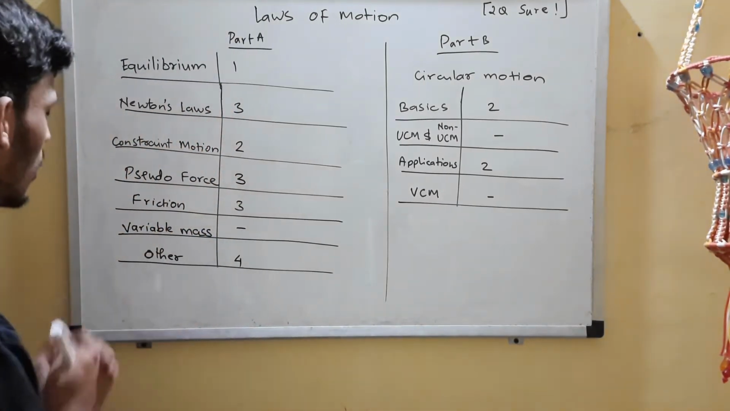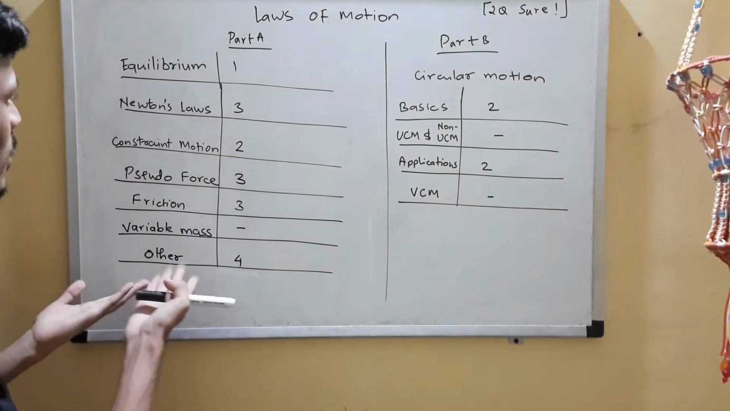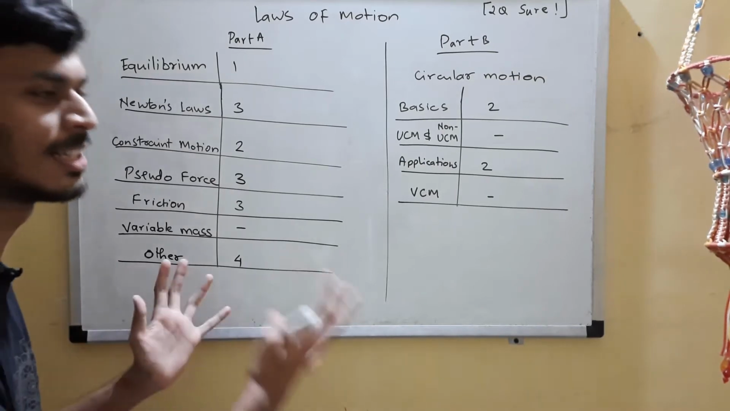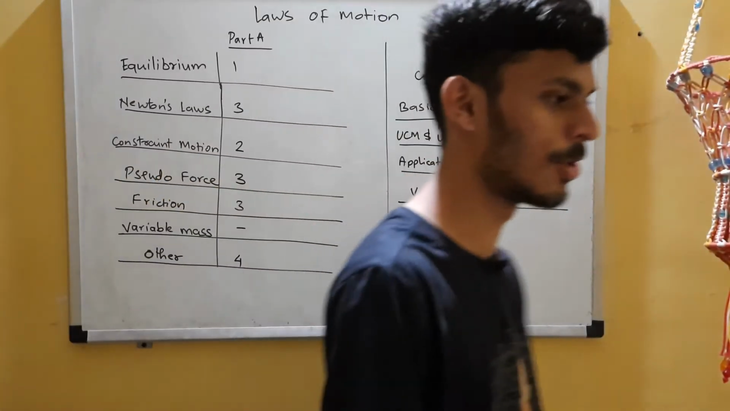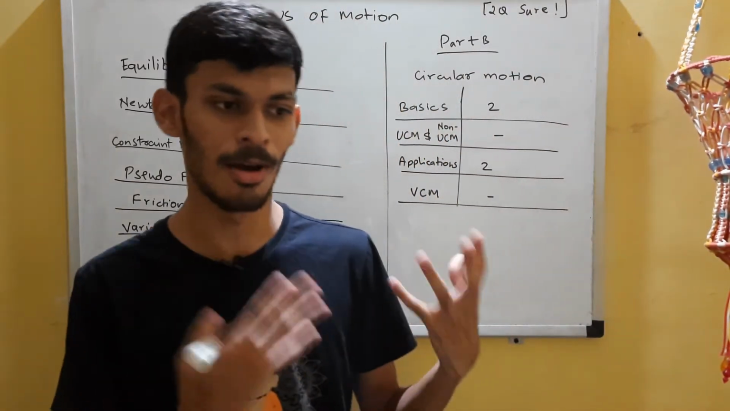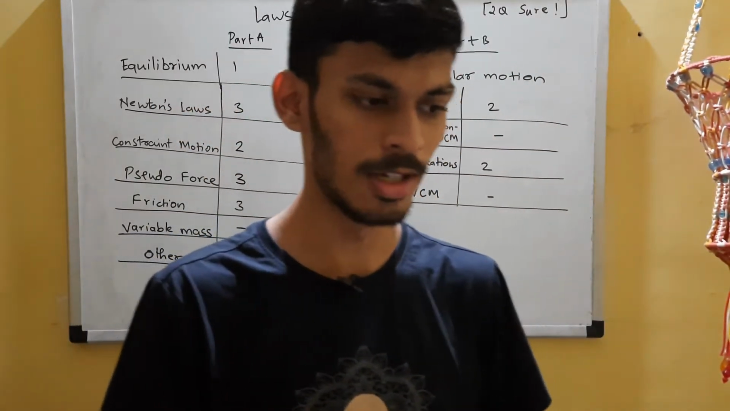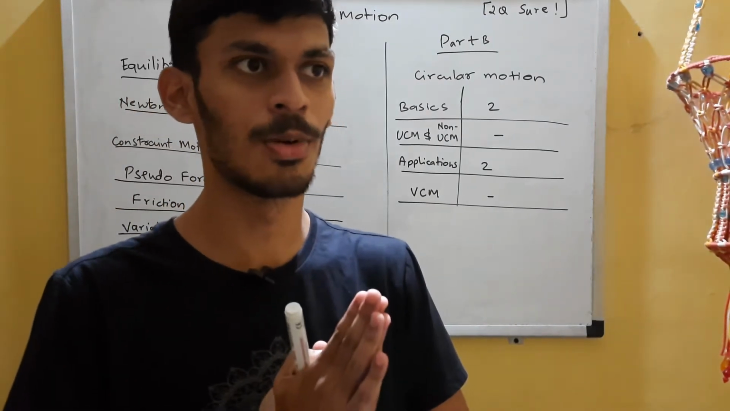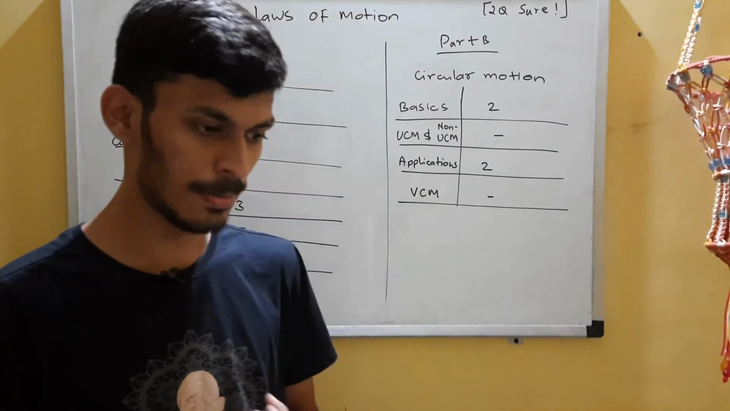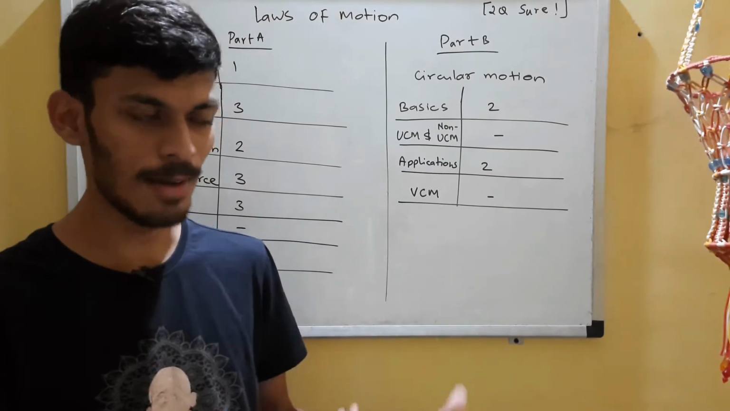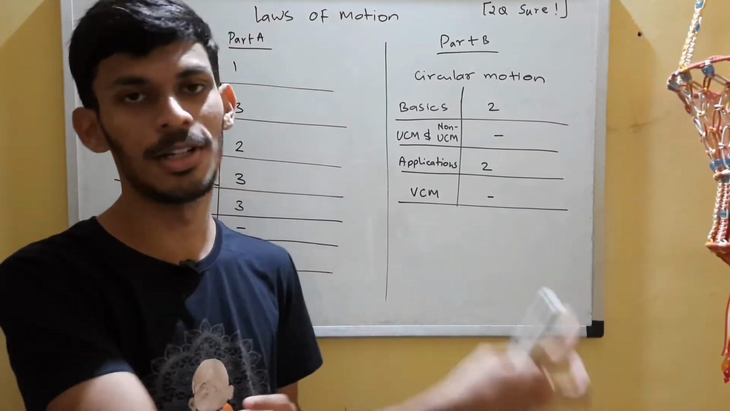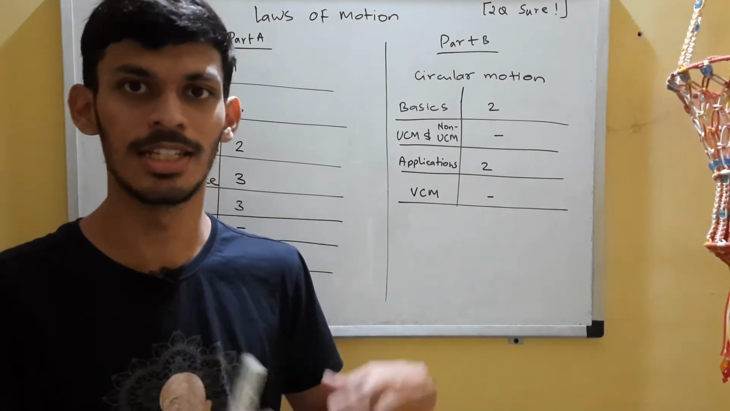Now the last item, others. Others basically means that laws of motion forms your foundation for the upcoming chapters. It is itself an important chapter in your 11th standard, so questions can easily be made in composition with this chapter. The topics of other chapters can be mixed with this and questions can be built.